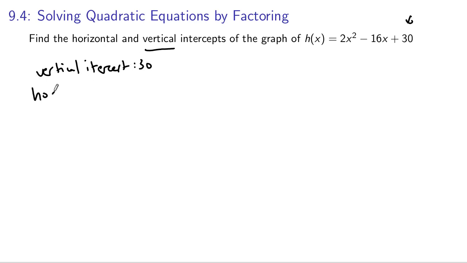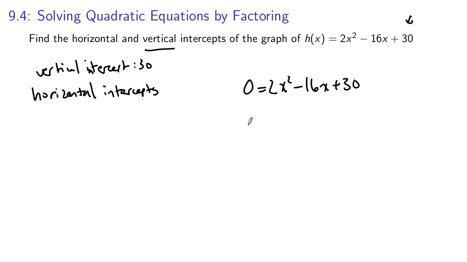But the horizontal intercept, or intercepts, where it crosses the x-axis, we need to find when the output is 0. The output is 0 is going to be a quadratic equation in standard form. So if we can factor this, we'll know the zeros. So we're wanting to know when is the output of h 0. And we can go through this relatively complicated factoring, but the first thing to realize is we can divide by 2 everywhere and make this much simpler.